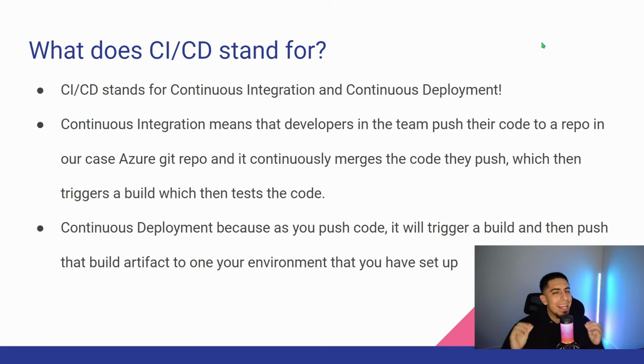So what does CI/CD even stand for? We hear this term all the time, but what does it even mean? CI/CD stands for continuous integration and continuous deployment. Continuous integration means that developers in the team push their code to a repo. In our case, it's going to be Azure Git repo, and it continuously merges in the code they push, which then eventually triggers a build, which then runs tests, and then eventually pumps out an artifact, and then eventually that artifact is what we're going to be deploying.